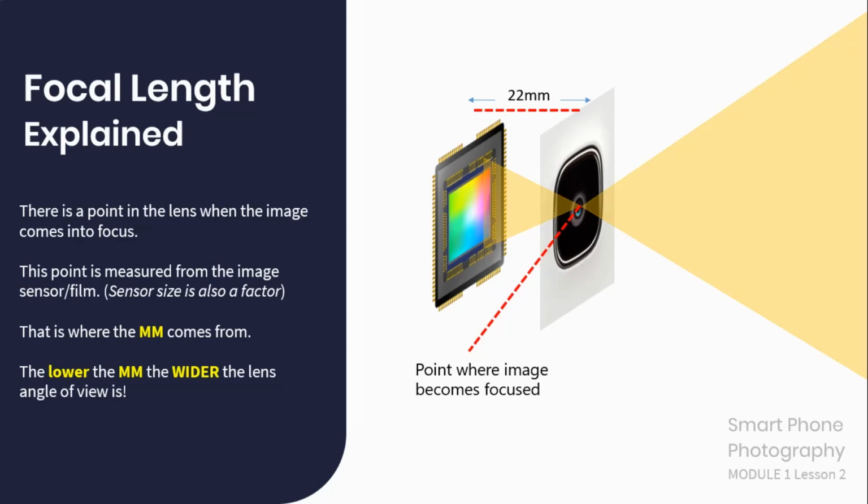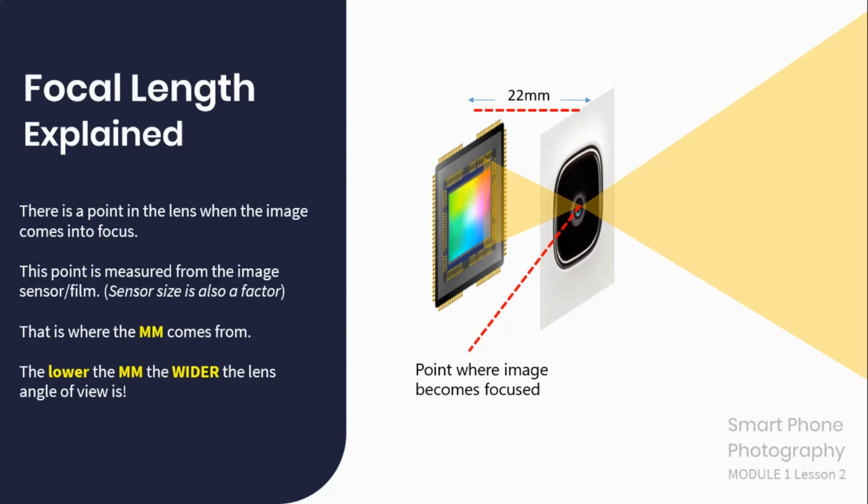Now, within phones, because phones are so small, anytime you see millimeters written, it's an equivalency. It's an equivalency to a full frame camera, a standard DSLR camera. Okay, so for example, when we see 22 millimeters, if that's the distance between the point where the image comes into focus measured to the image sensor, on our phones, it's unlikely that there's going to be 22 millimeters of room in such a small space.